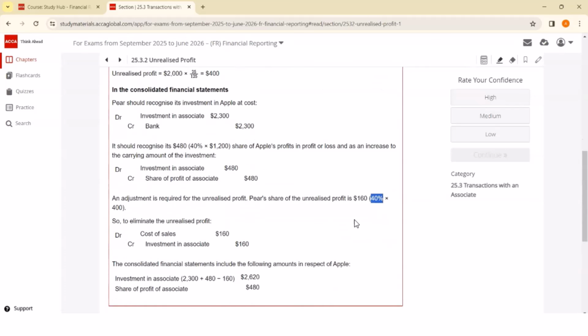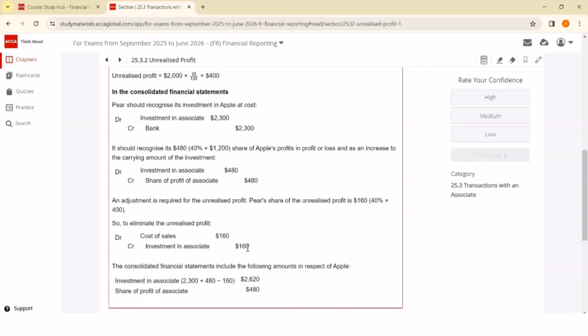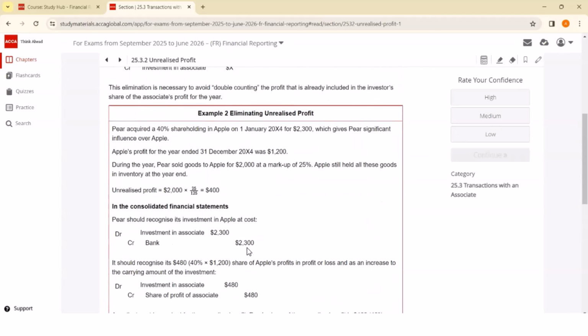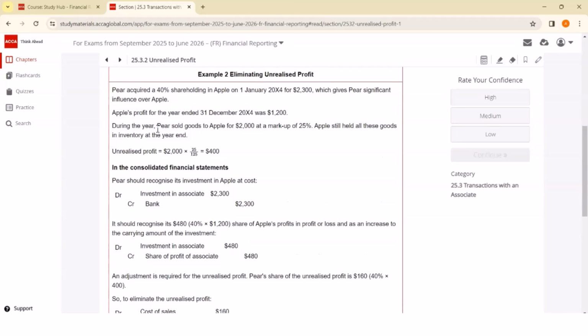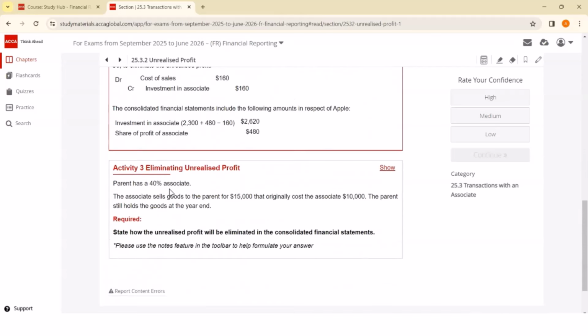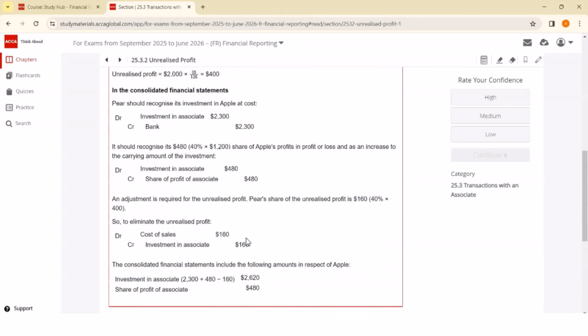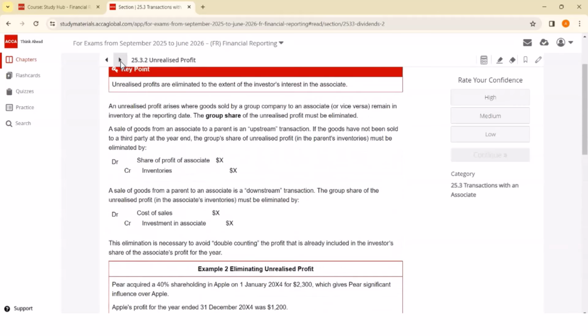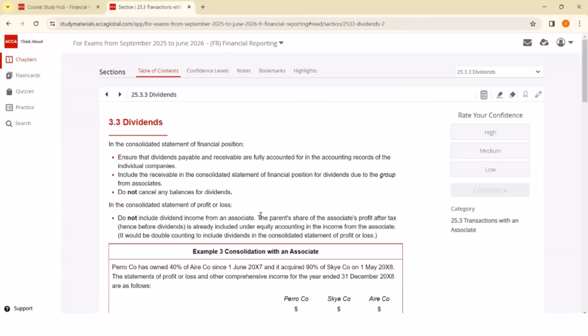Out of that, we take 40%. We debit the cost of sales, credit the investment in associate. Why? Because in this particular case, P company, which is the parent company, had made the sale to the associate company, so it was a downstream transaction. We have other such questions also available for practice if you want to go through them.